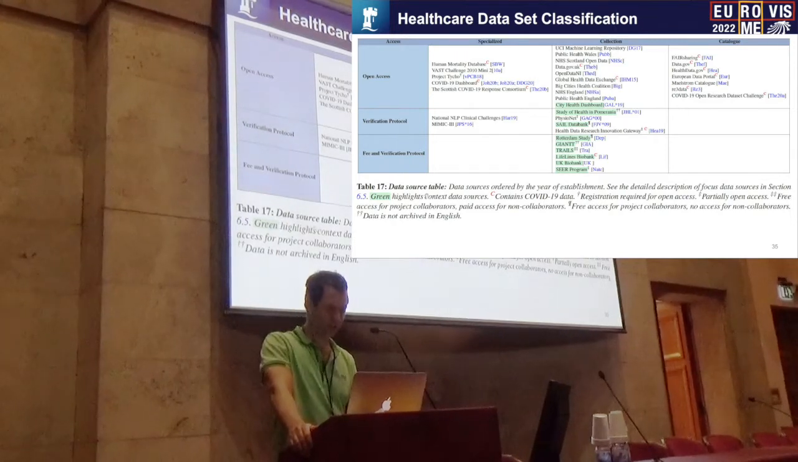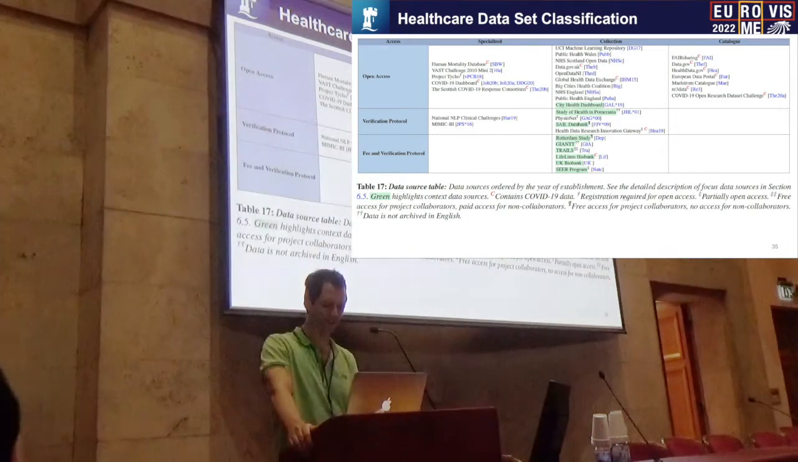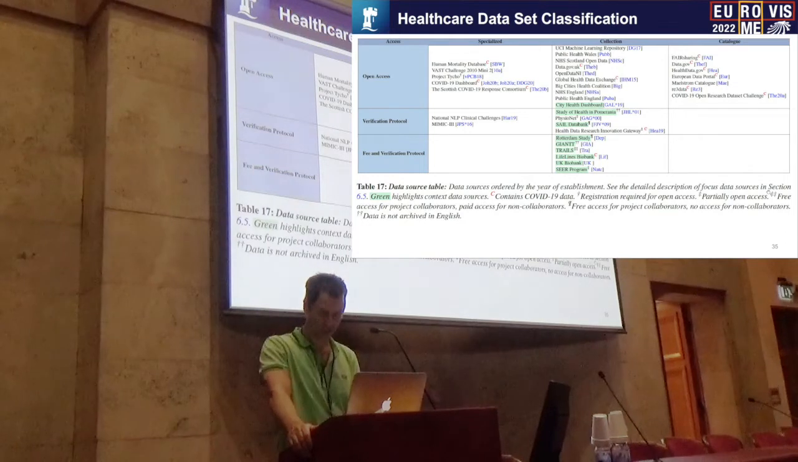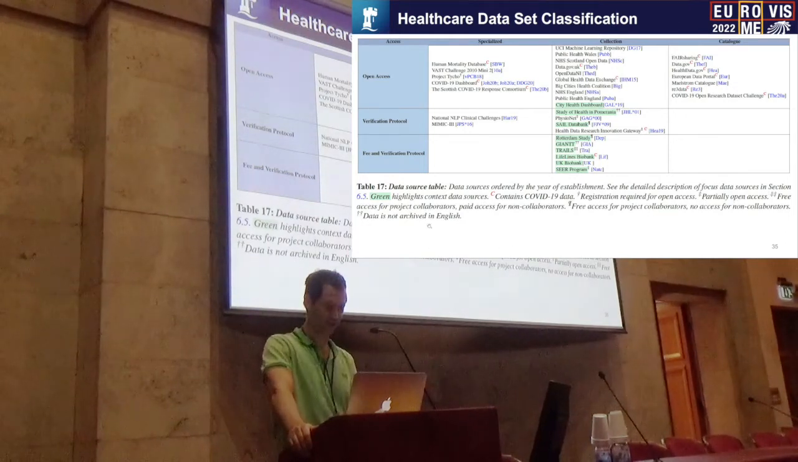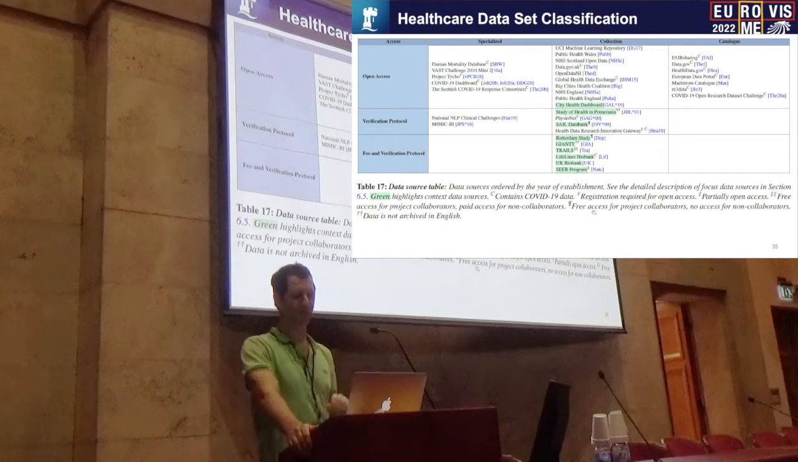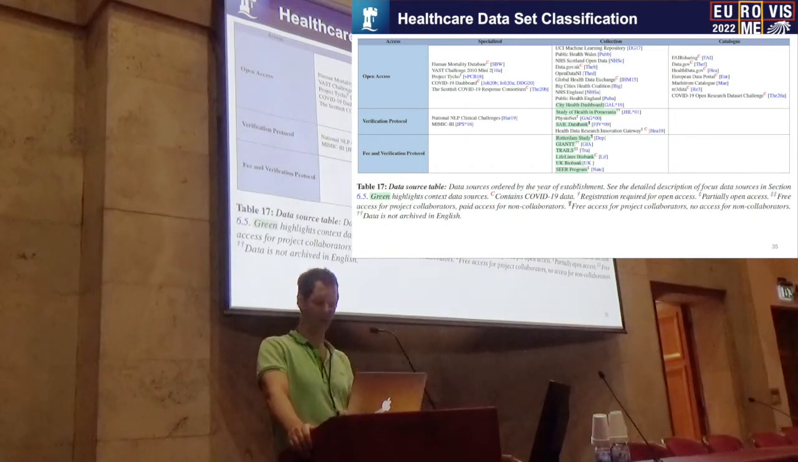Green also indicates context data sources. We have registration required for open access, partially open access, free access for project collaborators. You have to be a project collaborator on some of them. Paid access for non-collaborators, and so on. So we have lots of little superscripts there to add some more details about different aspects of the data set.